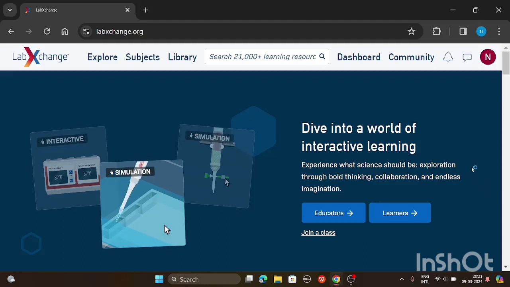There are two modes to sign up and log in on LabXchange. The first one is educator mode and the second one is learner mode. In the educator mode, you get a lot of features to modify and edit the content and to create your own content also. But in the learner mode, the features are limited. The learner mode is basically for the students and the educator mode is for the teachers or educators. I have already signed up and logged in as an educator, so I will explain all the features of the educator mode.